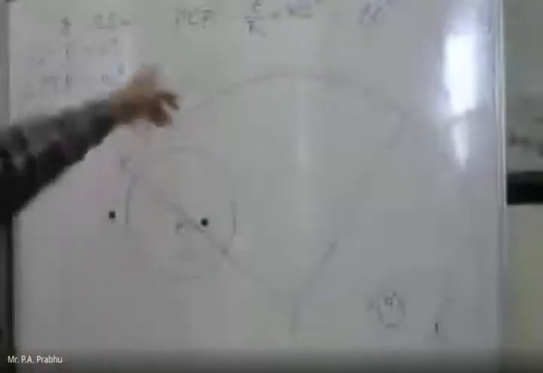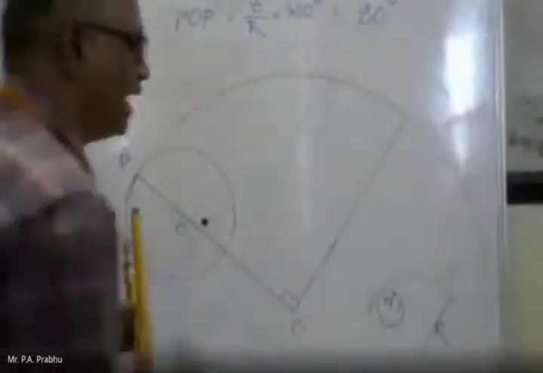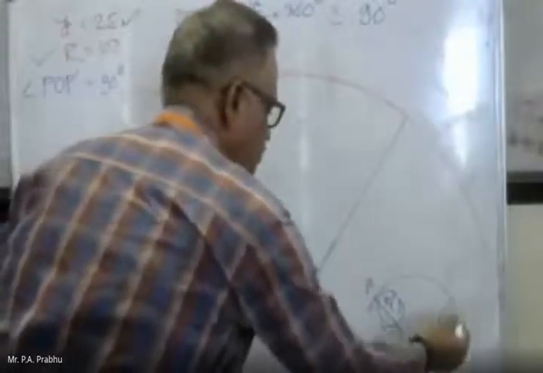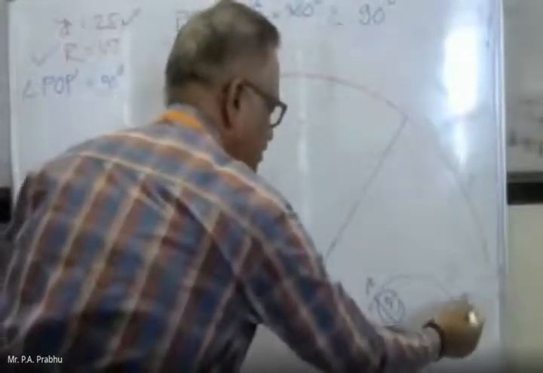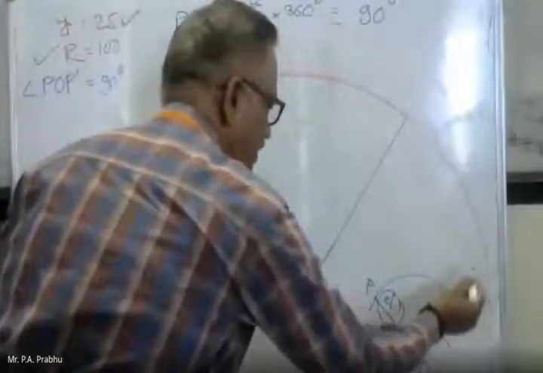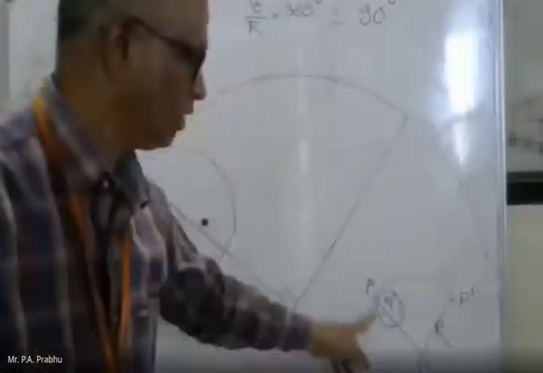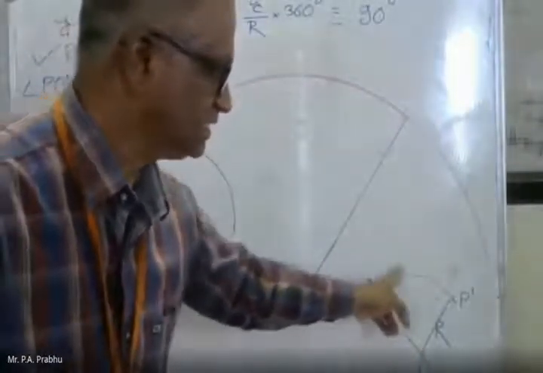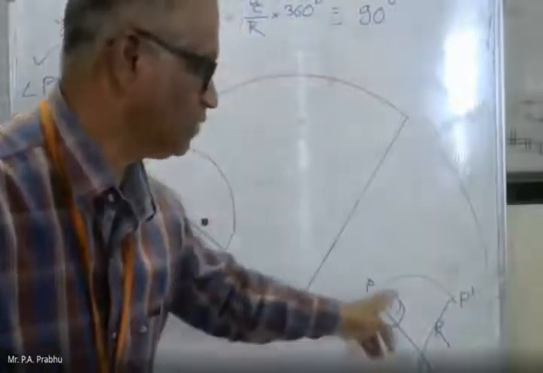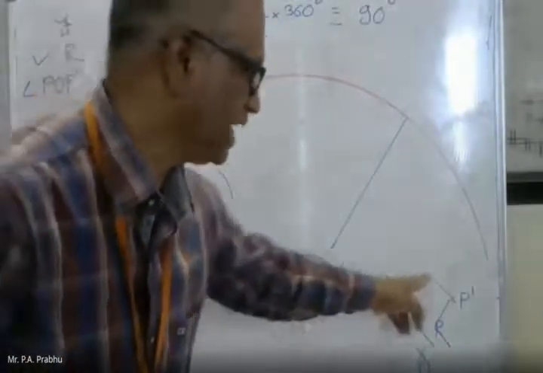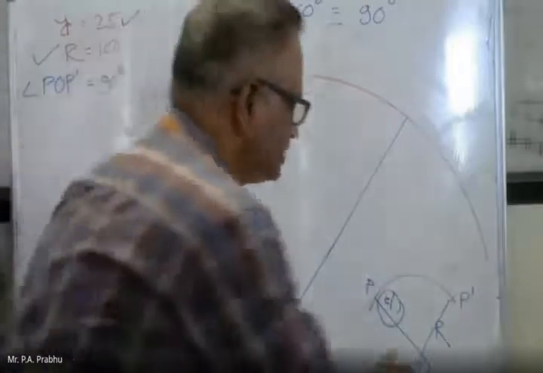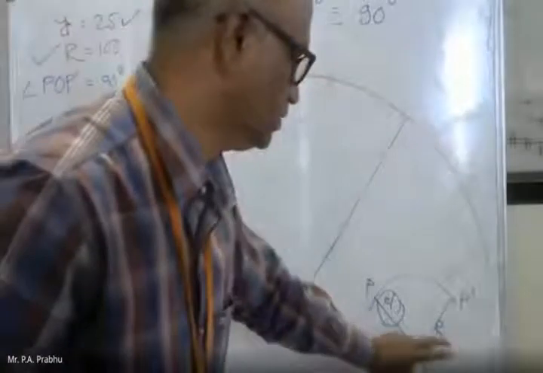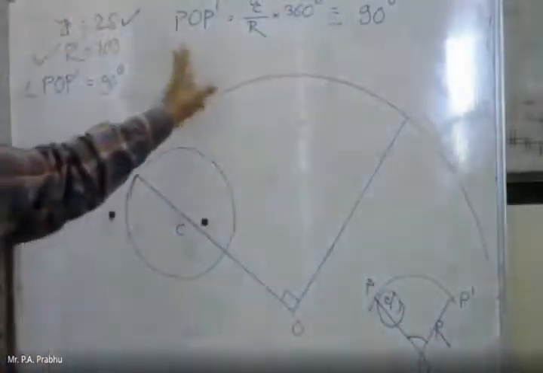So using this formula, the angle P O P dash. Suppose this point is P, O is the center of the bigger circle, and this point is P dash. When the rolling circle rolls one complete rotation inside this bigger circle, the distance traveled is equal to the circumference of this circle. But this path is curved, so we have to find this distance in terms of angle. So using this formula, we have found this angle.